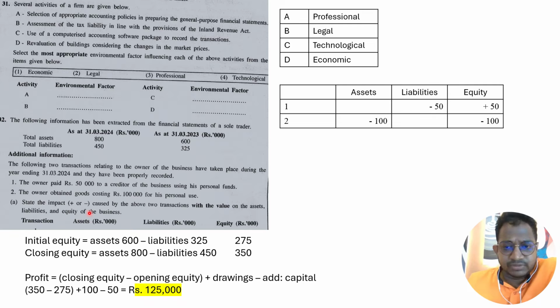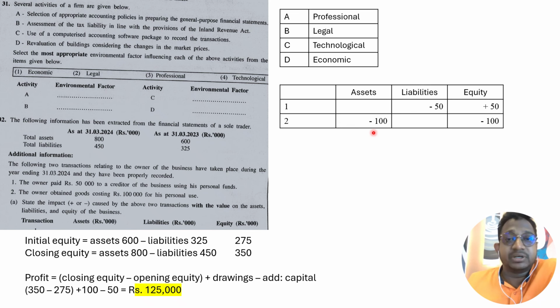So from the first one, what is happening? The owner is paying the liabilities from his personal fund, which means equity is increasing and liabilities are decreasing. And then the owner obtains the drawings, so assets are going down and the equity is also going down.